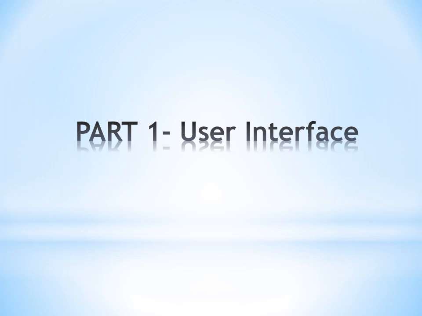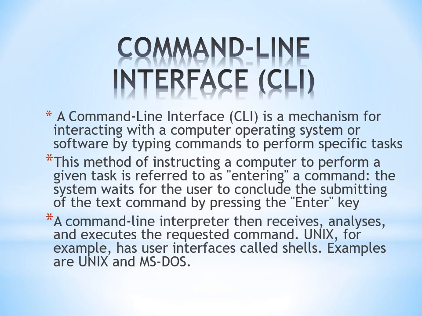Now we look into 2.1, which is the user interface. You will learn about the command line interface. The command line interface is one example of a user interface, which is a mechanism for interacting with a computer system by typing a command. You use a command in order to perform a specific task. This method instructs the computer to perform a given task by entering a command.